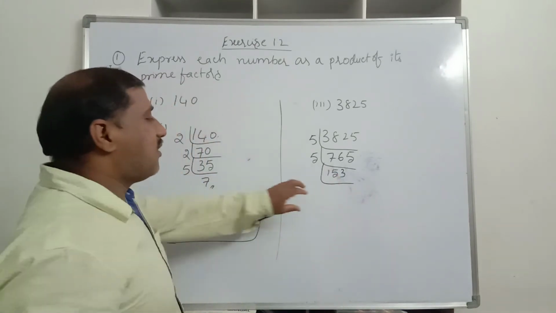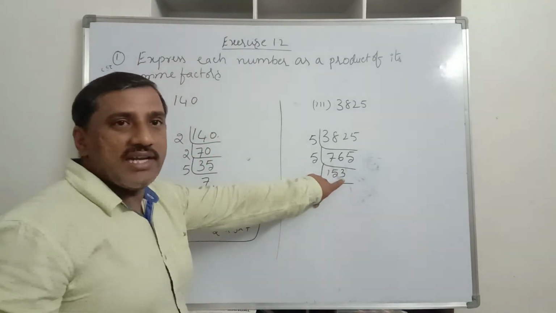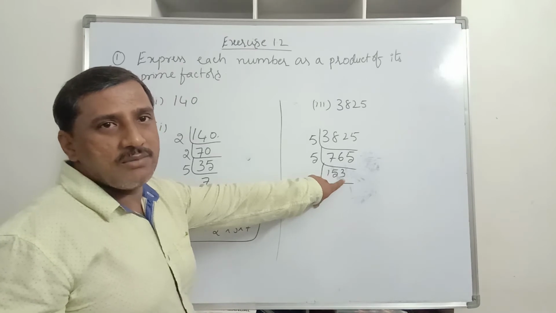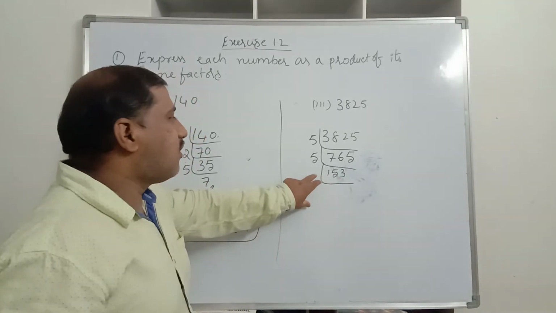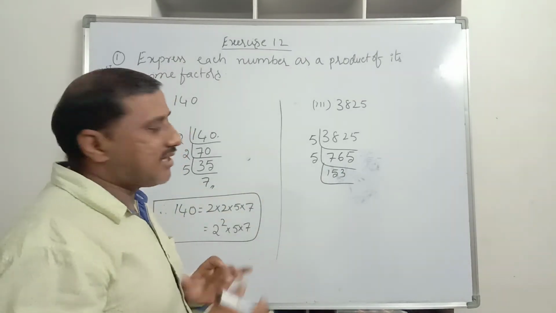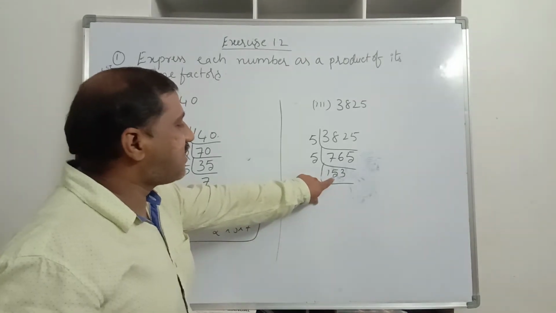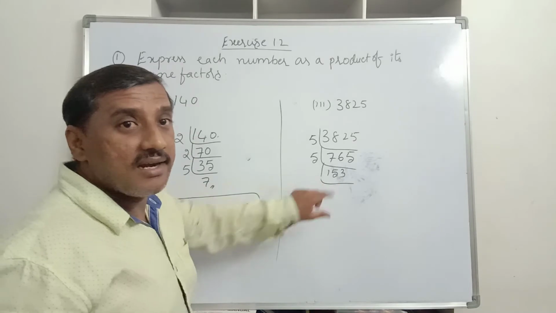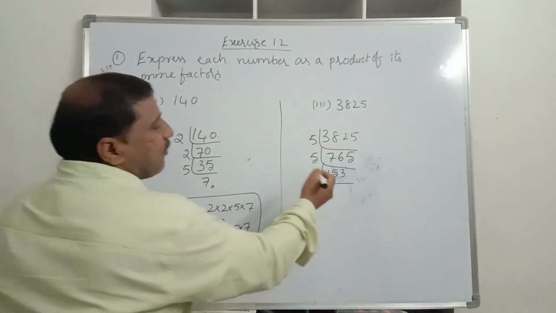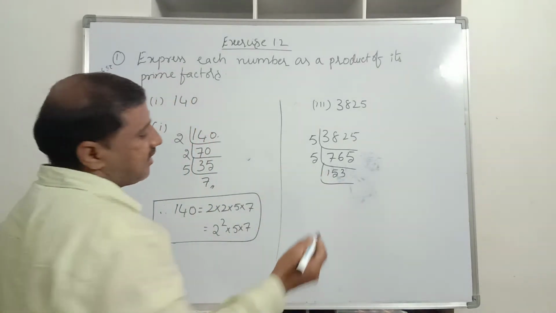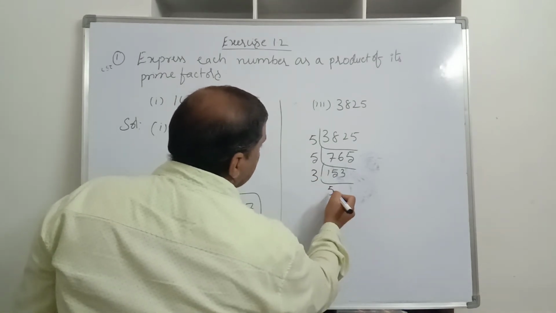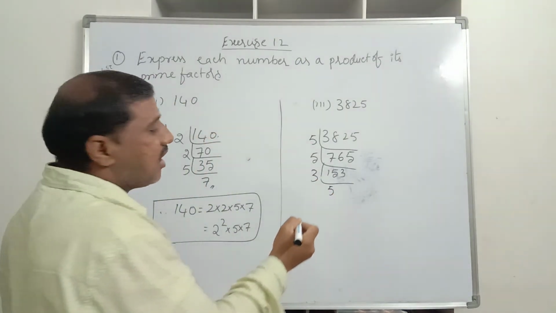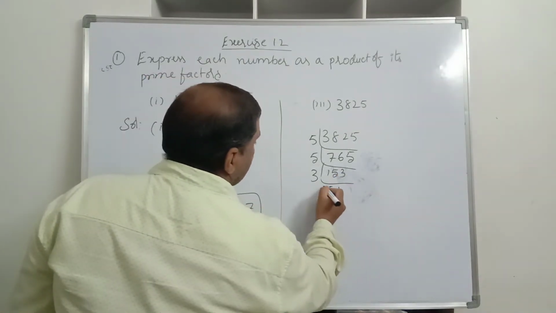Check. 3 is in the units place, therefore it is not divisible by 2. It is not divisible by 5. Next test with 3. What is the divisibility rule for 3? Add all the digits: 1 plus 5 is 6, 6 plus 3 is 9. 9 is a multiple of 3. Therefore 153 is divisible by 3. So divide by 3. 3 fives are 15. 15 minus 15 is 0. 3 ones are 3. We got 51.